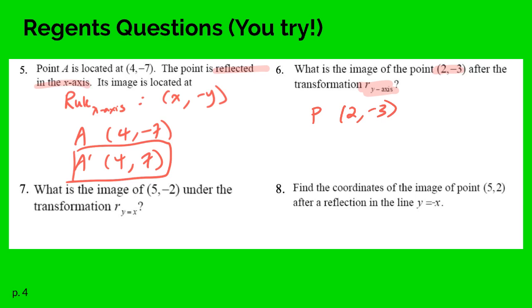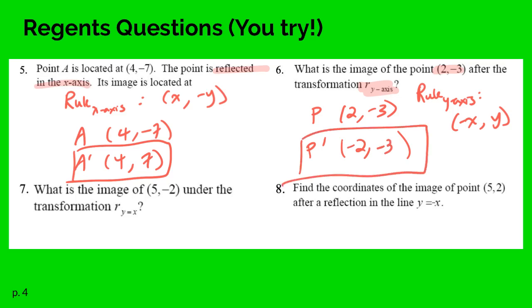And my rule for the y-axis was I just change the sign for my x coordinate, so it changes to the opposite sign, but I keep the y the same. And so if my P was 2, -3, my P prime is going to be, I'm going to change the sign for my x coordinate. So if my x coordinate was originally 2, it's going to become -2, and I keep the y the same, so this stays as -3.